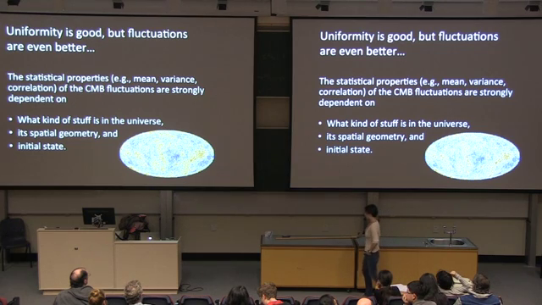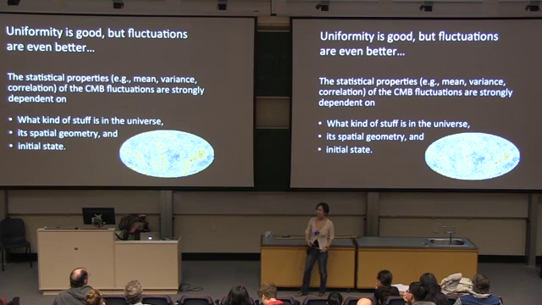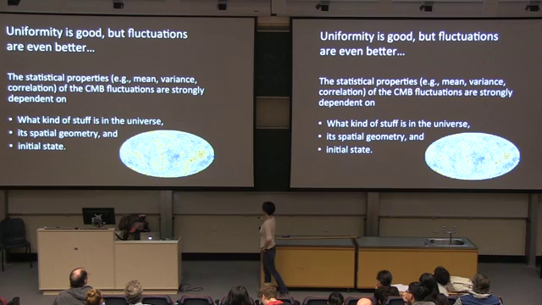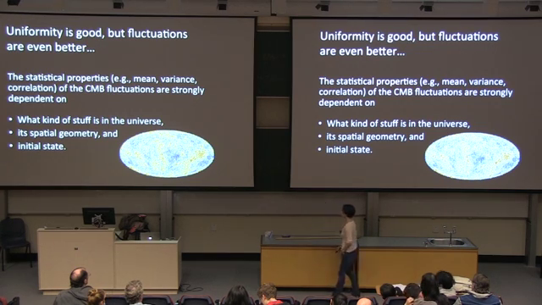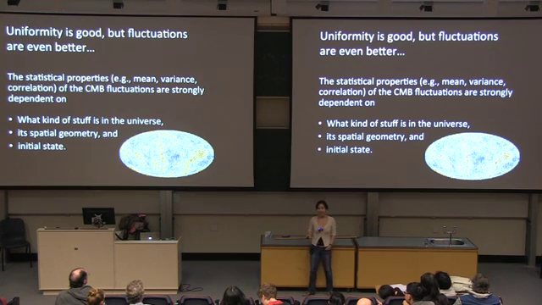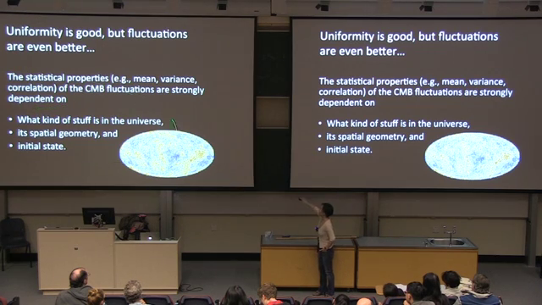And what cosmologists do is to try to calculate the statistical properties of these fluctuations. Things like the mean, the variance, correlations of the temperature fluctuation at different points. And it turns out that these fluctuations are very strongly dependent on exactly what kind of stuff is there in the universe, the spatial geometry, and also the initial state of the universe way back, a short time after the Big Bang. And this is important because it means that by studying these fluctuations, I can actually reconstruct and try to answer these questions, which is of course exactly what cosmology is about, right? We want to know what is really going on in the universe.